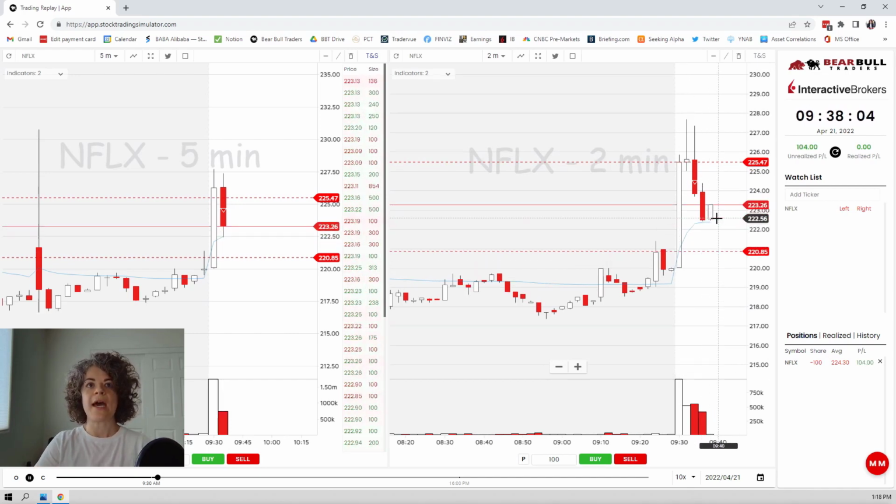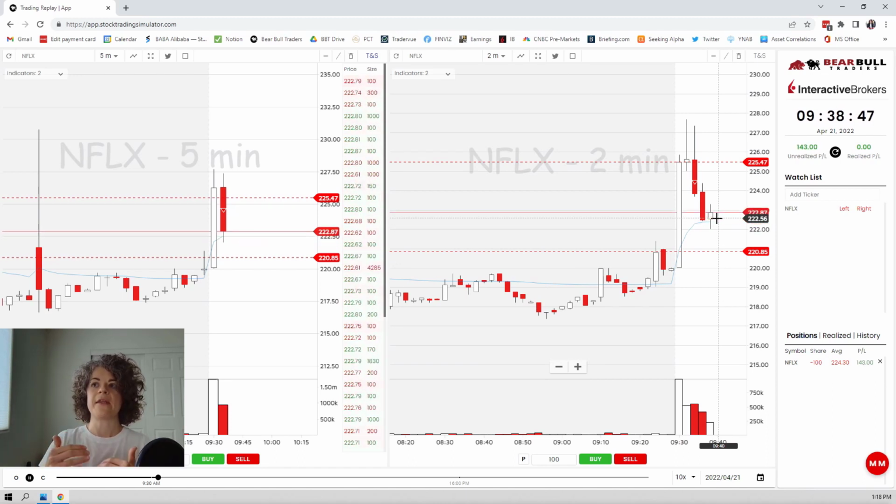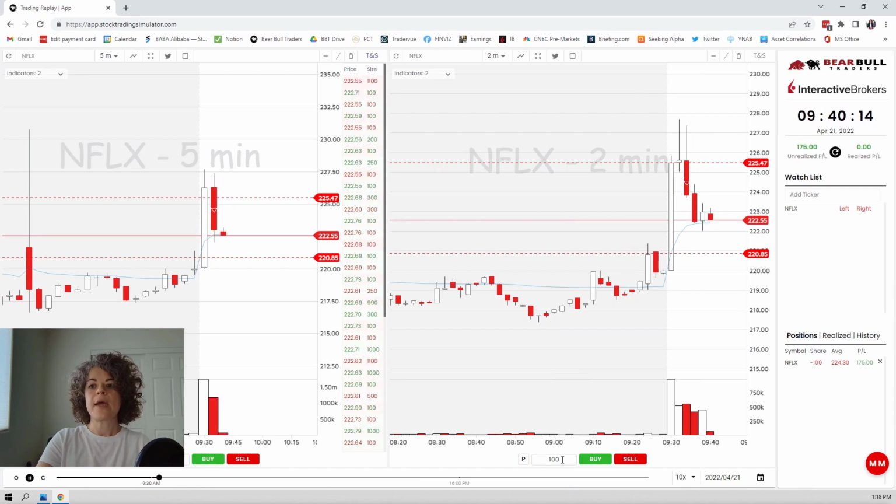I'm not much of a moving averages partialer. I like to really just play the key levels, the tops and bottoms of ranges. But if that makes you feel comfortable and you want to take a partial at VWAP, I would definitely say do that, especially if it's part of your strategy. But I'm going to wait until at least the bottom of the range to take something off of this.